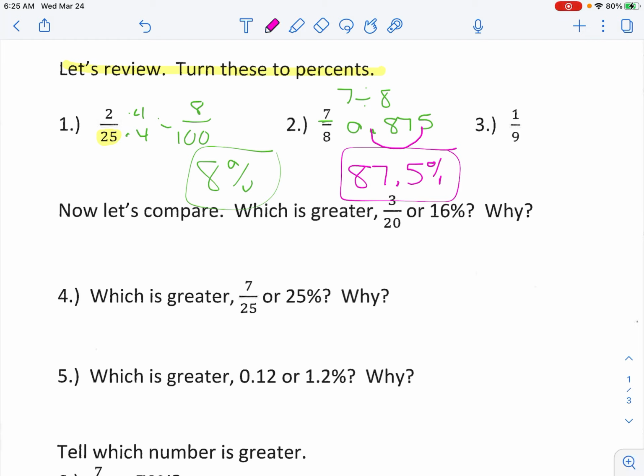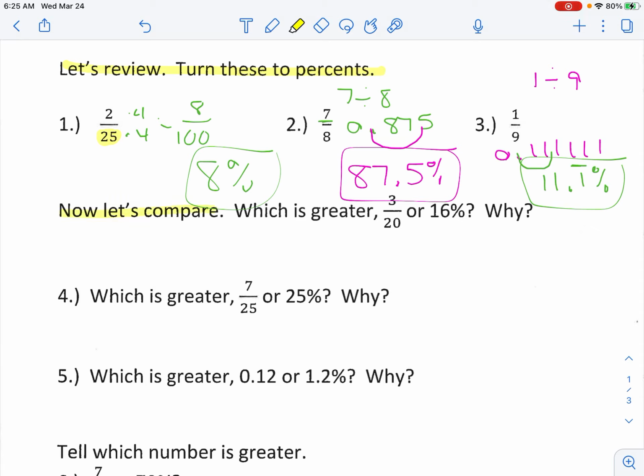9 is not a factor of 100, so we're going to do 1 divided by 9 on the calculator. I'm on my calculator right now. So my calculator says 0.11111 and on and on and on. So that is the decimal, but we need to convert to the percent. I'm going to slide my decimal 2 places to the right. So that would be 11.1 repeating percent.